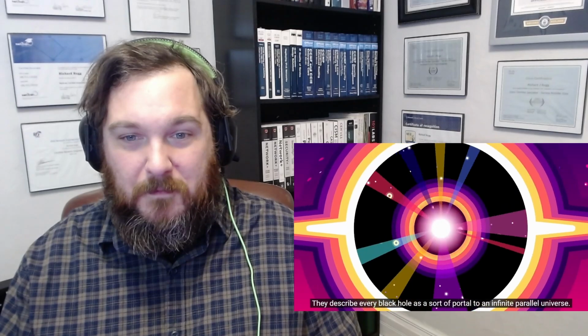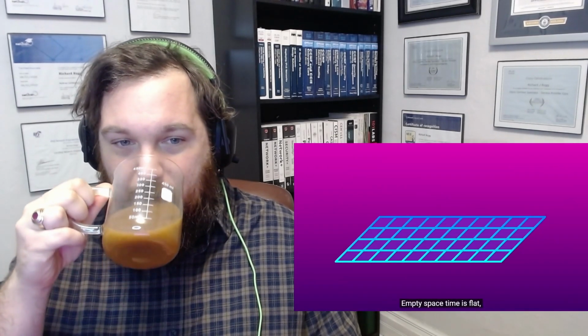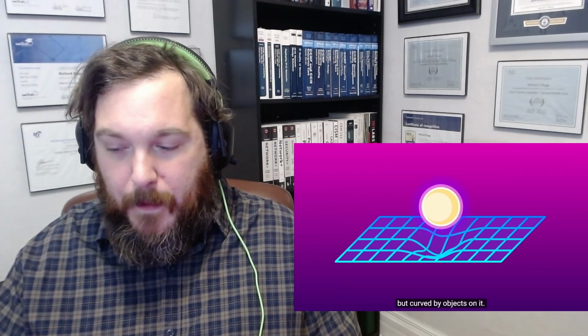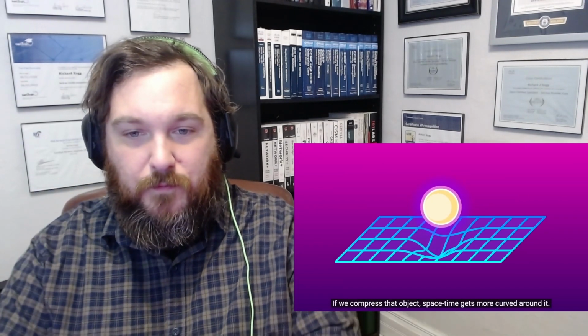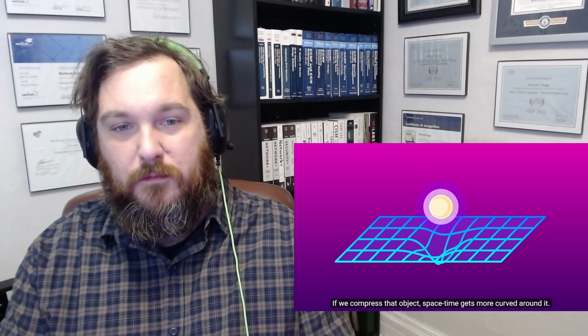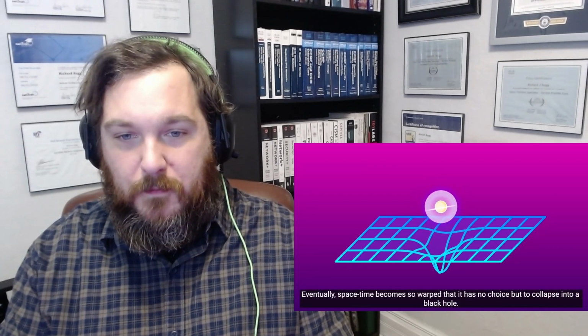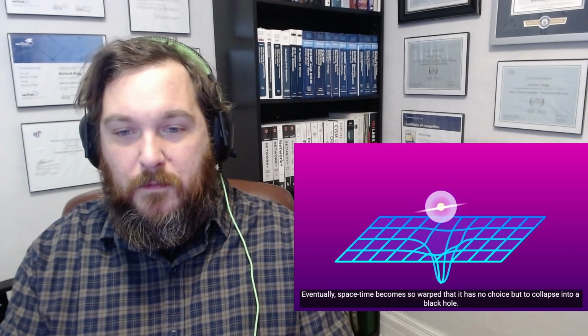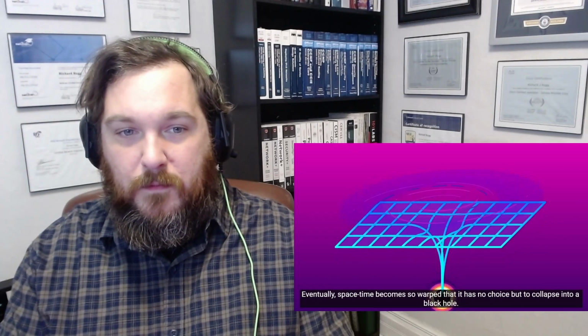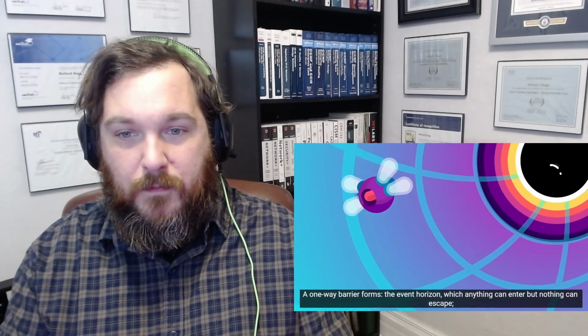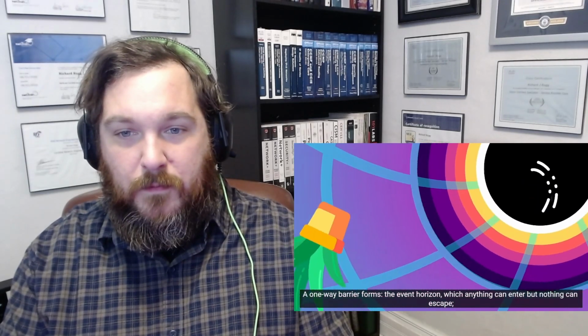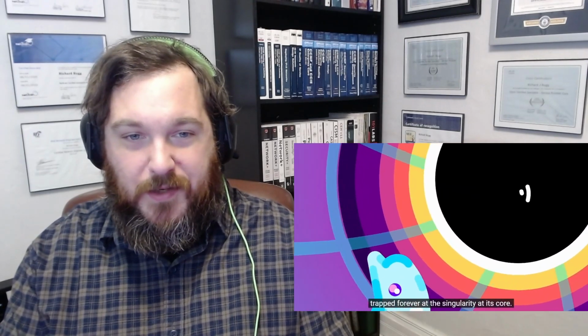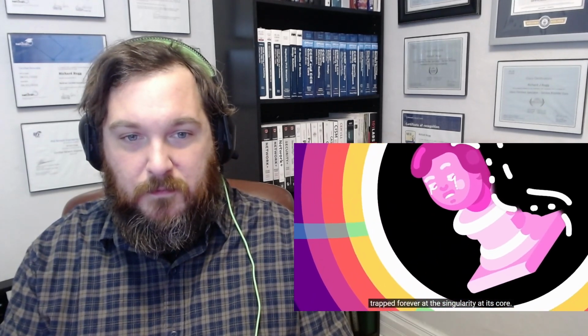Every black hole as a sort of portal to an infinite parallel universe. Let's try to picture them in 2D again. Empty space-time is flat, but curved by objects on it. If we compress that object, space-time gets more curved around it. Eventually, space-time becomes so warped that it has no choice but to collapse into a black hole. A one-way barrier forms, the event horizon, which anything can enter, but nothing can escape. Following so far? At the singularity at its core.